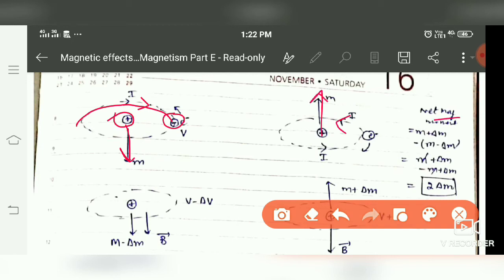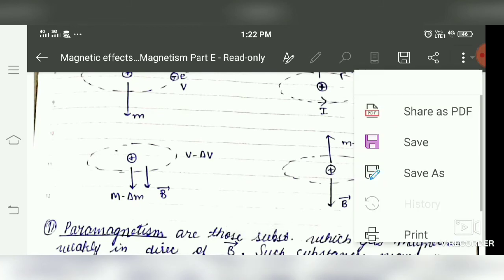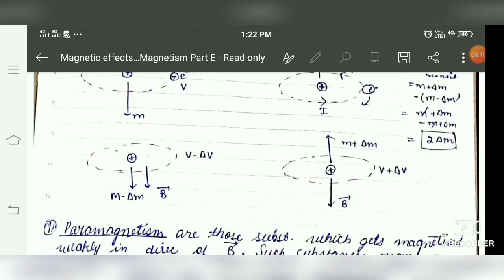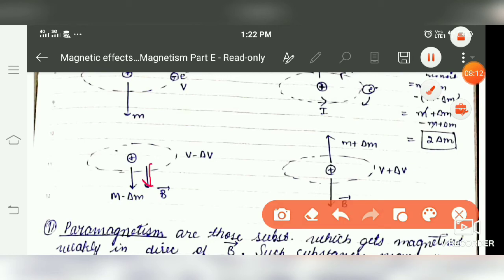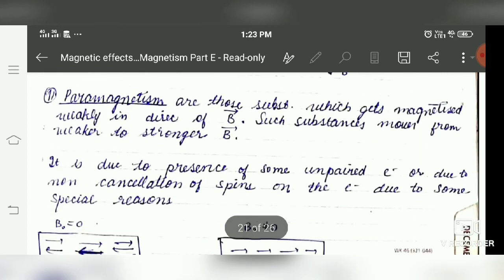So net moment is equal to m plus delta m minus m minus delta m, and this gives us 2 delta m. Why so? If we apply the magnetic field in this direction, and if the magnetic field is applied in the other direction, for the magnetic dipole moment in the upward direction, we get m plus delta m. When we solve this, we get 2 delta m as the net magnetic dipole moment.